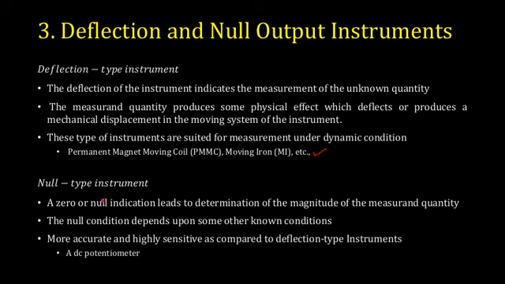In null type instrument, you will have a zero or null situation which indicates the magnitude of the measured quantity. The null condition may depend on some other known conditions. A DC potentiometer is an example for null type instrument, which we have already seen how a potentiometer can be used to calibrate voltmeters. So null condition of potentiometer gives you the operating point of this potentiometer or the reading of the potentiometer. So they are considered to be accurate and highly sensitive when compared to the deflection type of instruments.